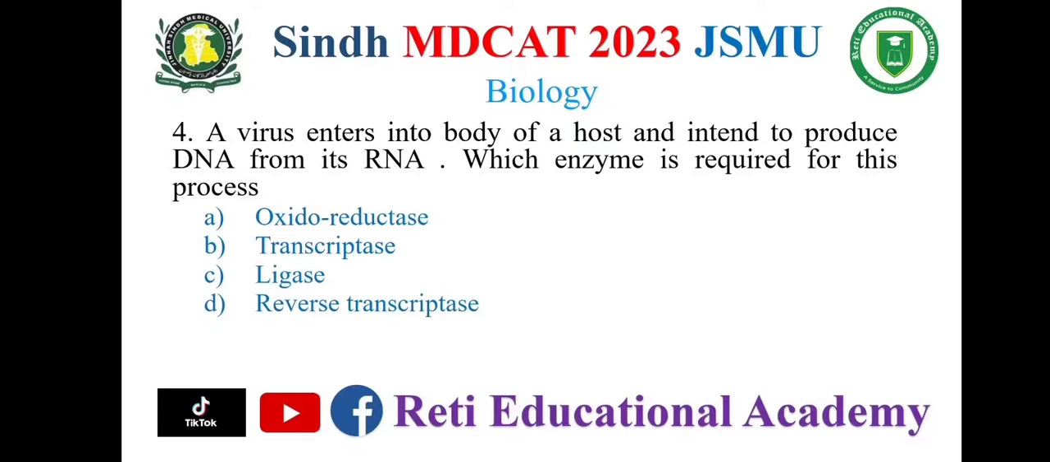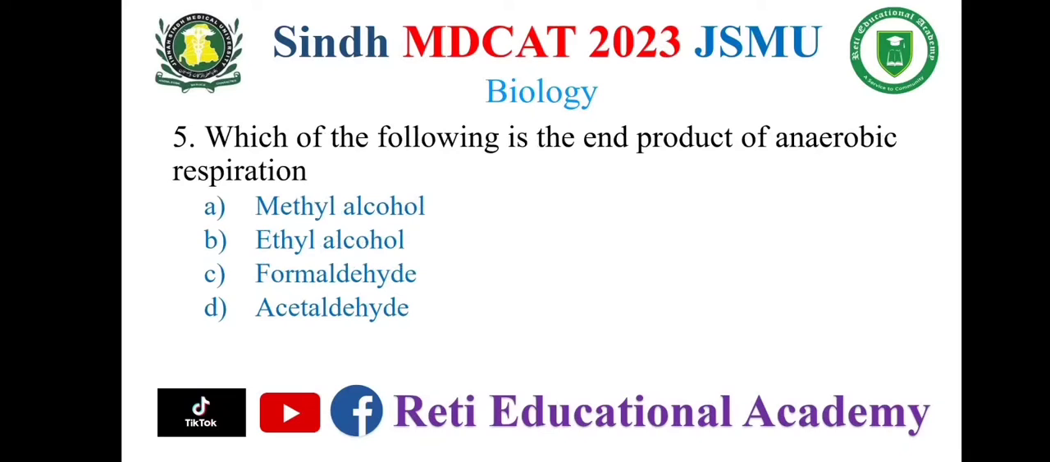A virus enters into body of host and intend to produce DNA from its RNA. Which enzymes is required for this process? A. Oxidoreductase. B. Transcriptase. C. Ligase. D. Reverse transcriptase. And the correct answer is D. Reverse transcriptase. Question number 5.